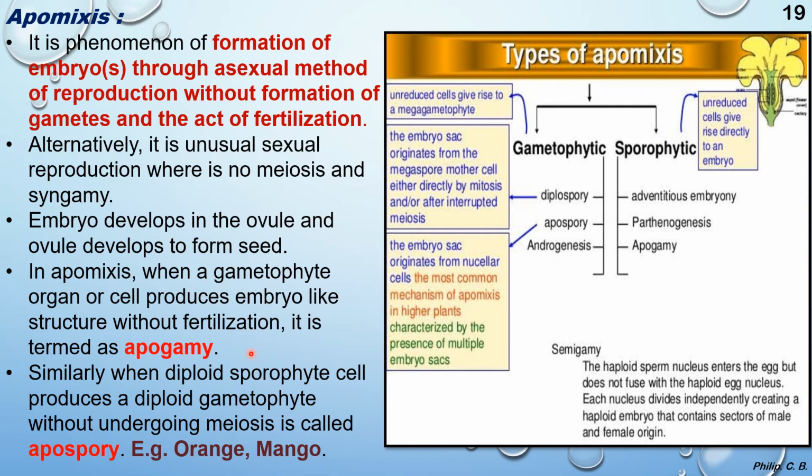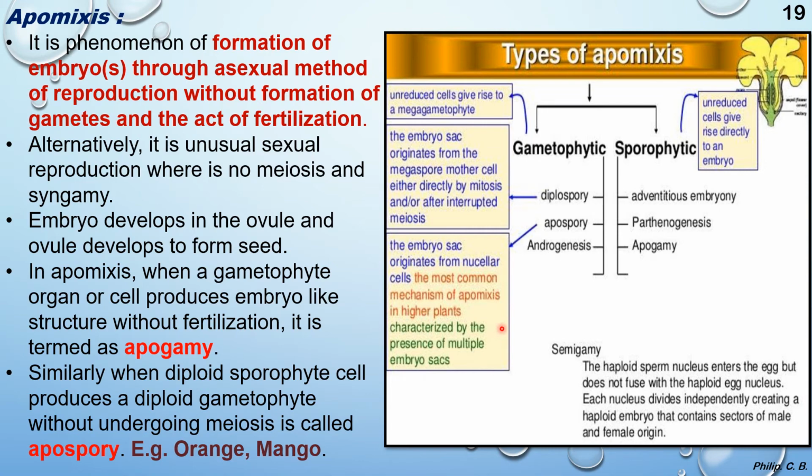In apomixis, a gametophytic organ or cell produces an embryo-like structure without fertilization. Similarly, when a diploid sporophyte cell produces a diploid gametophyte without undergoing meiosis, it is called apospory. So here it is the sporophytic cell. In case of apogamy, it is a gametophytic cell. That's why it is apogamy. Here it is apospory. Example, orange and mango.